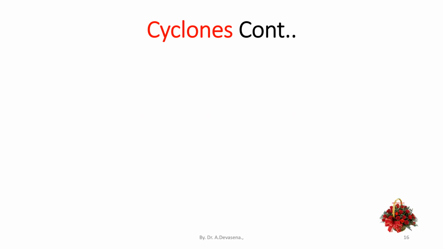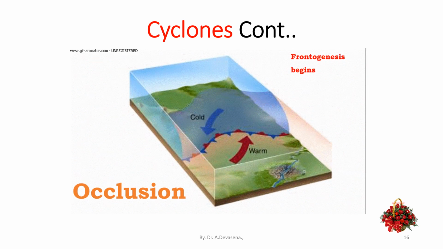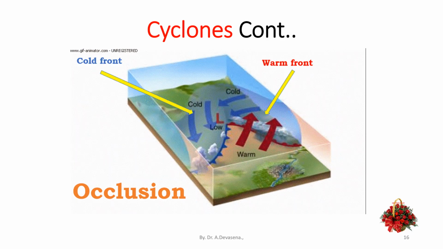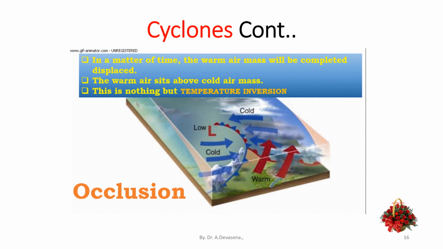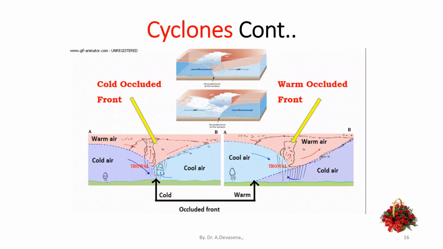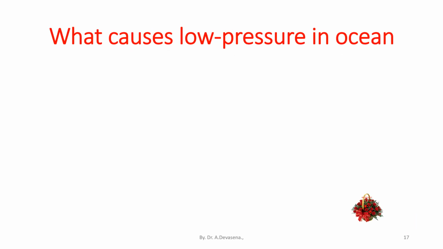Let us see the representation of how cyclones form with the help of a small animation. This is the occlusion. Cold and warm air moves. Warm front, cold front is being indicated. Warm air mass squeezed between cold and warm front. This causes low pressure in the ocean.